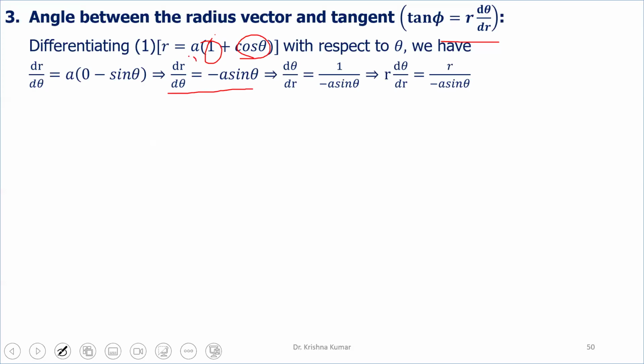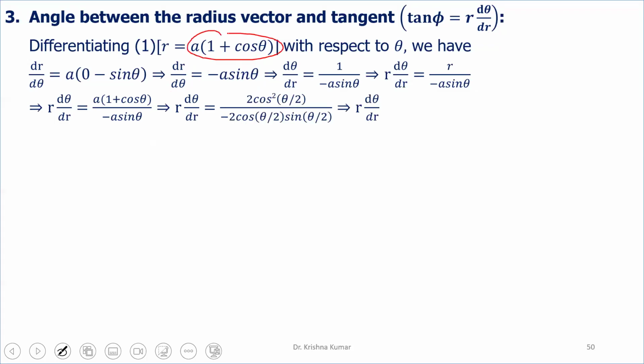And now if we interchange it, d theta dr, we have to reverse it because we have the relation r dr d theta. So d theta dr is equal to 1 upon minus a sine theta. And if you multiply by r on both the sides, r d theta dr is equal to r upon minus a sine theta. Again, the value of r is a times of 1 plus cos theta. So this a will cancel.